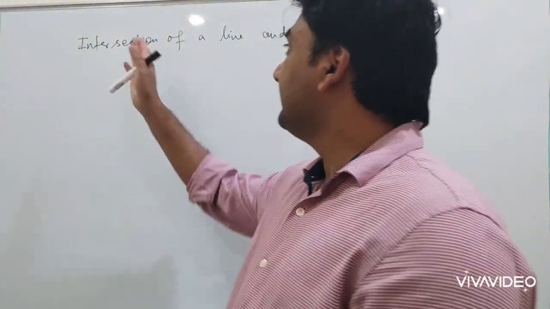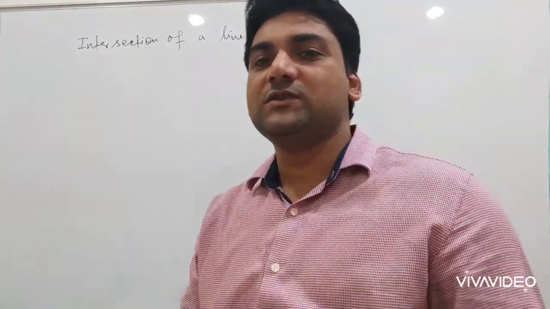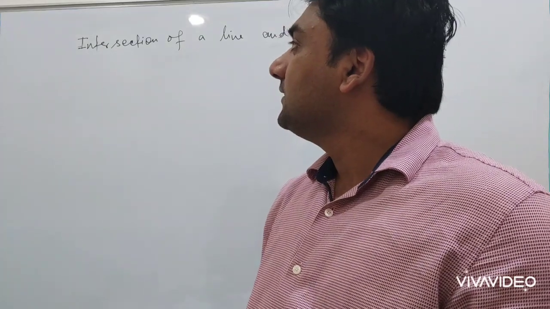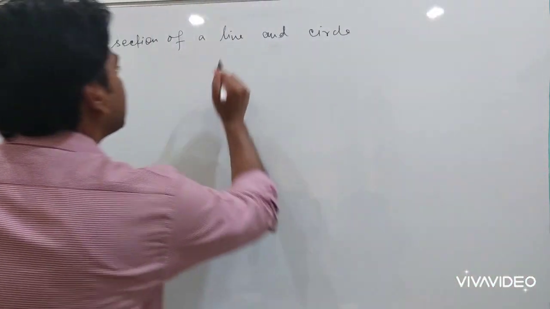As I got so many requests from the students who could not understand exercise 3.5, related to the intersection of a line and a circle, and we don't have time, I thought I should make a video on this. I'll share it with you so you can understand better. And when we have class, we can also discuss it there. So let's get started. The topic is intersection of a line and a circle.